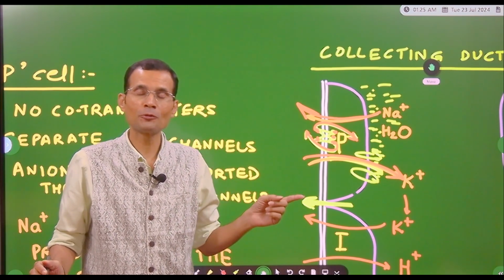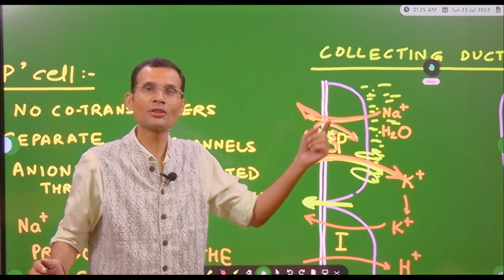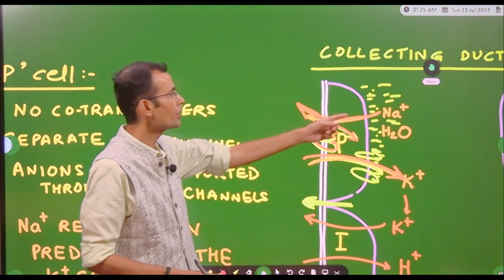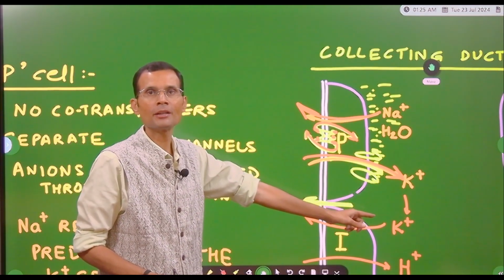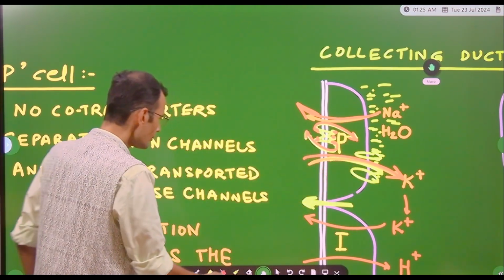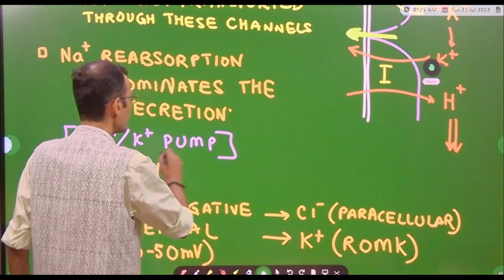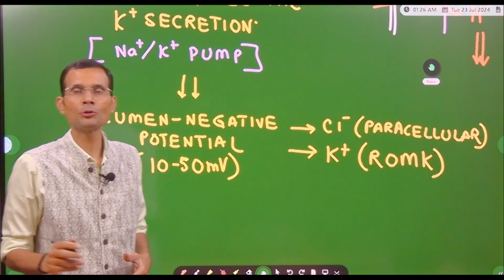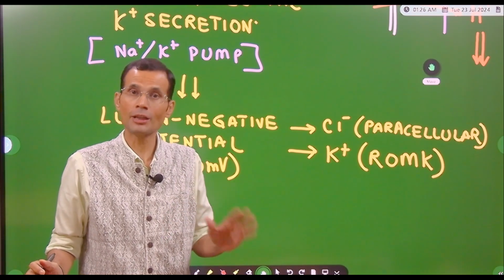We saw in the case of loop diuretics, there was lumen positive potential. Here, there is lumen negative potential because of this kind of movement between sodium and potassium. So, a lumen negative potential got created, which is to the tune of minus 10 to minus 50 millivolts.